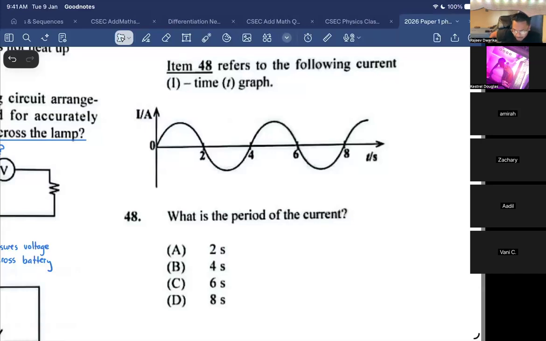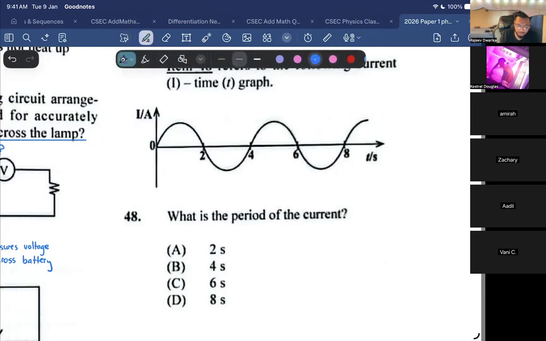All right, what is the period of the current? Guys, we would have done waves already. I want to see if I remember waves. What is a period? We did this already. A complete oscillation. What is the time for a complete oscillation? 4 seconds. Yeah, 4 seconds. This is a complete oscillation.